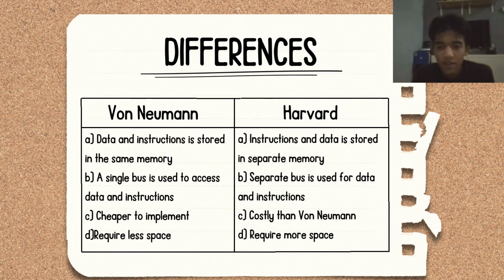For Harvard, instructions and data are stored in separate memory. A separate bus is used for data and instructions. It is costlier than von Neumann and requires more space.